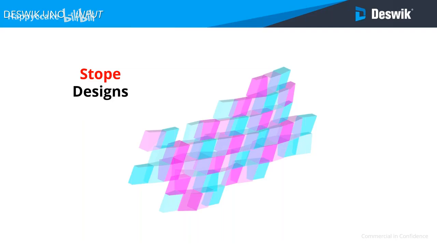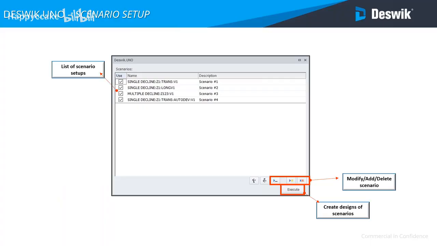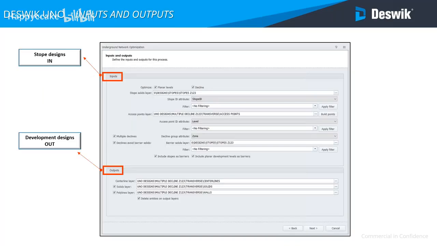So, in summary, you would basically have your stope designs that you get every year, every month, and then with the settings in Deswik Uno, you would have your development produced automatically. The setup is pretty simple, in my opinion. You have a couple of windows. The first is where you will have all your scenarios, and when you go into your scenarios, you'll have your inputs and outputs.